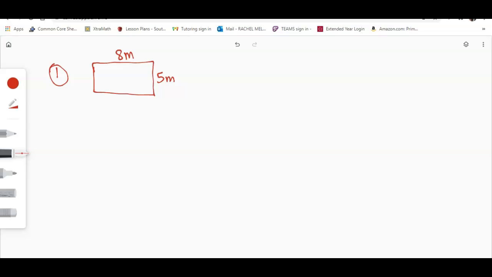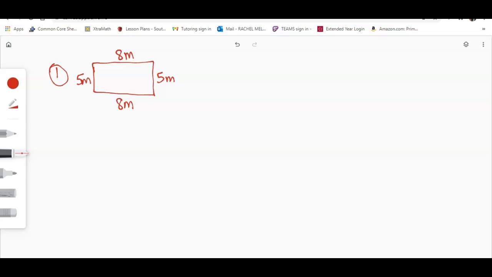So if the top is 8 meters, that means that the bottom has to be 8 meters. Okay, and same for the sides. If this side is 5, this has to also be 5. And the reason for that is because of all of those properties we talked about last week. If it's a rectangle, then this has to hold true.